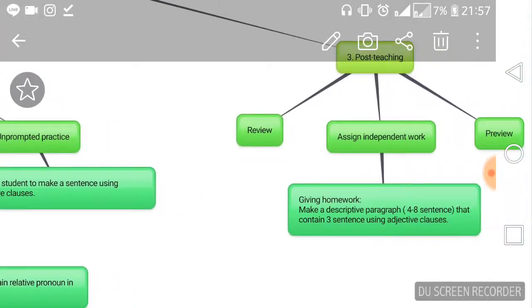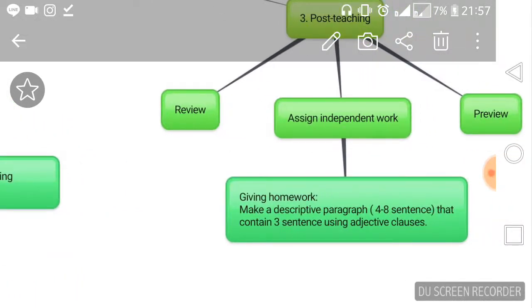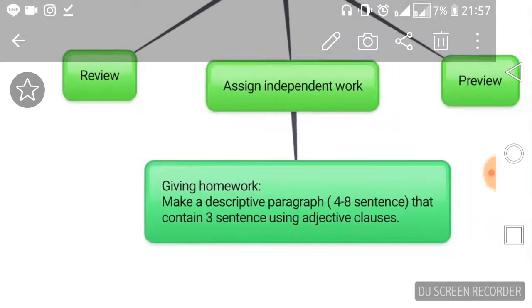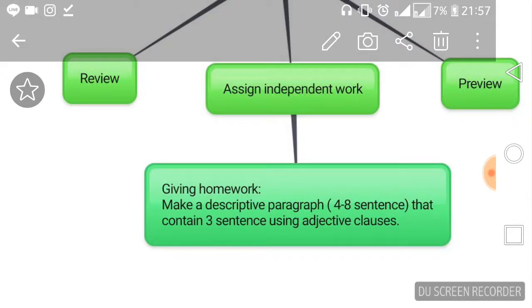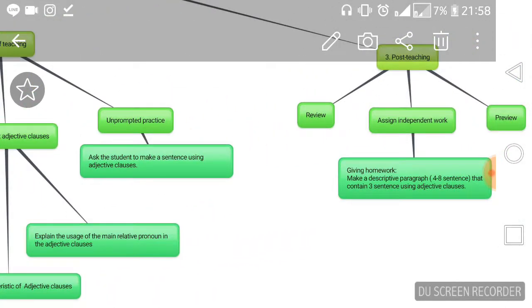And then I will give you the other assignment. You will do it at your home. That is, make a description paragraph of 4 until 8 sentences that contain 3 sentences using adjective clauses. You can describe something that you like. For example, you can describe your pet, and then you can describe about your school. You are free to choose what topic you want to talk about.